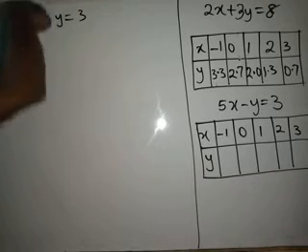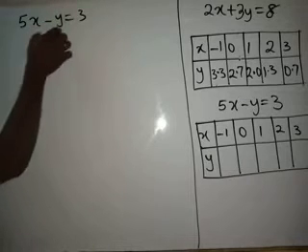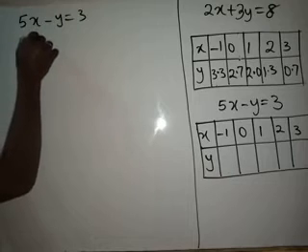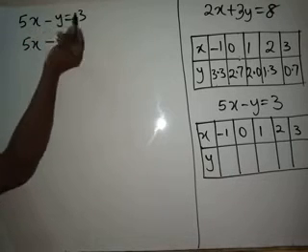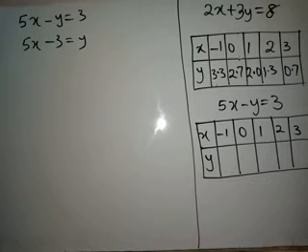So what I'm going to do right now is to move this to this side and make it become positive. So if I move this one here, move this one here. So I'm going to have 5x minus 3 when this one comes here equals y. So that's what I want to achieve.